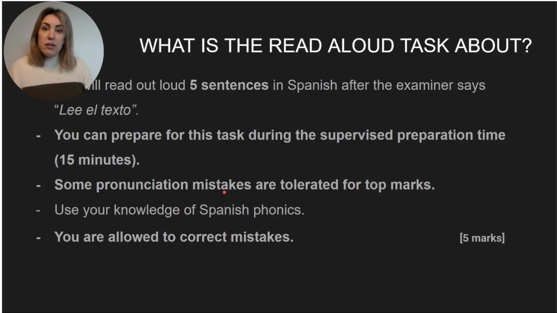In order for you to get 5 marks, you don't need to have perfect pronunciation. Some mistakes are allowed. And you have to use your knowledge of Spanish phonics. If you think you need to take a look at those again, check the description box and see my video on Spanish pronunciation. Now, if you make a mistake and you realize, then you are allowed to self-correct and you will be given credit for that.